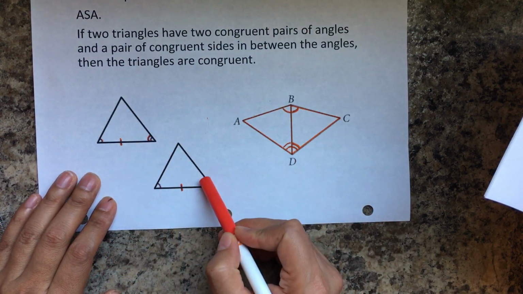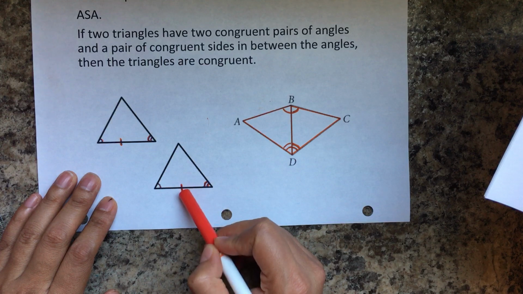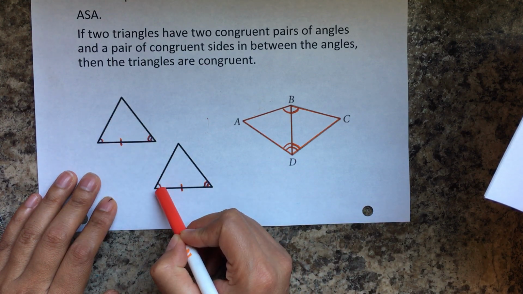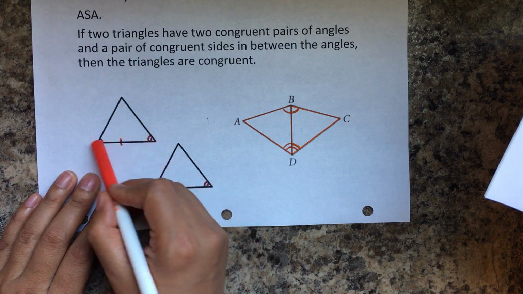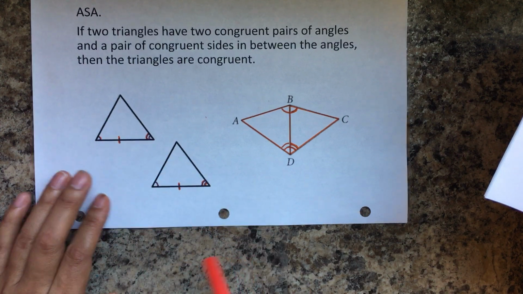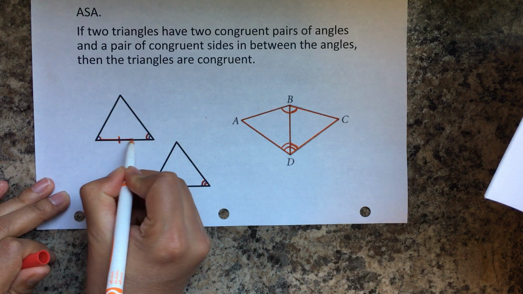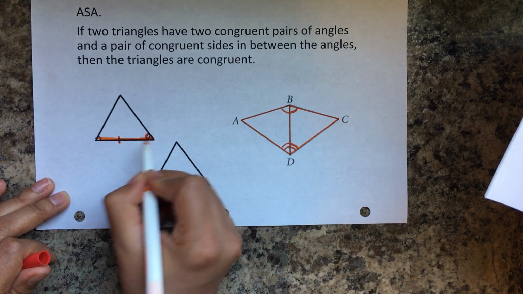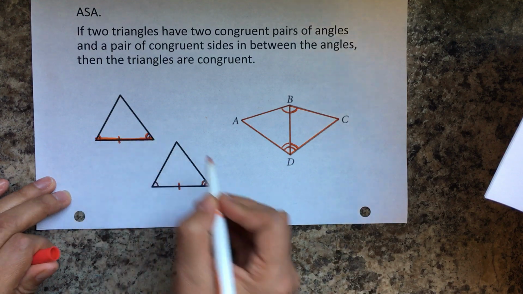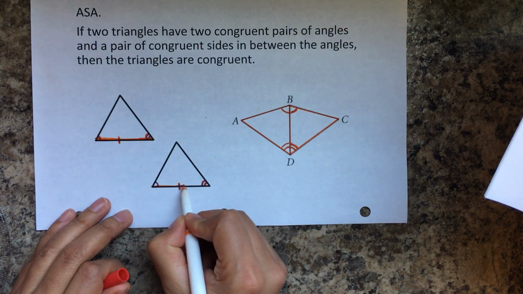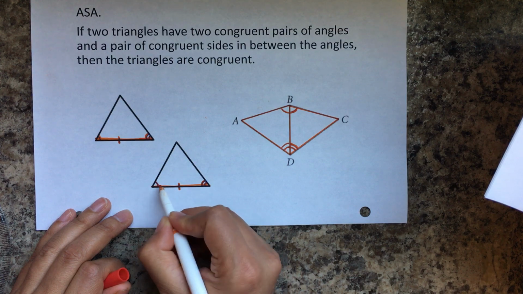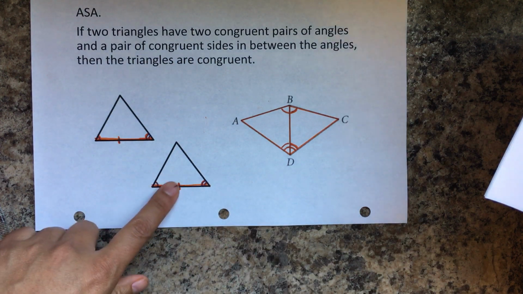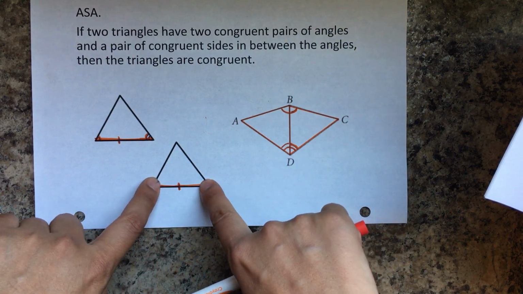You have this angle congruent to this other angle, and the side that connects the two angles, so this side right here, that touches the two angles, congruent to the side that also touches the two angles. Okay, so that's very important, that the side is between the two angles.